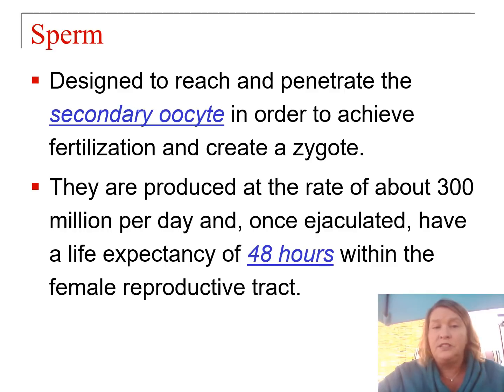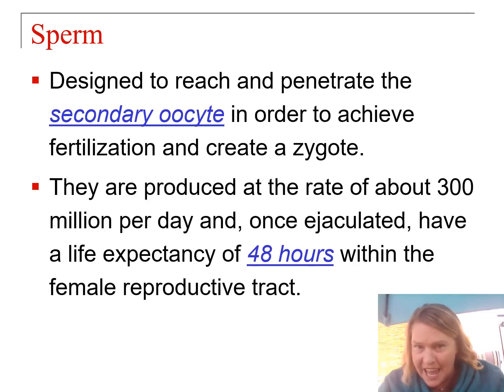All right, so what's the whole reason for sperm? Well, the goal and the design is so that they can reach and penetrate a secondary oocyte in the female in order to achieve fertilization and create a zygote. So sperm are produced at a rate of about 300 million per day. And once they're ejaculated, they'll last for up to 48 hours. They can fertilize an egg for up to 48 hours within the female reproductive tract.